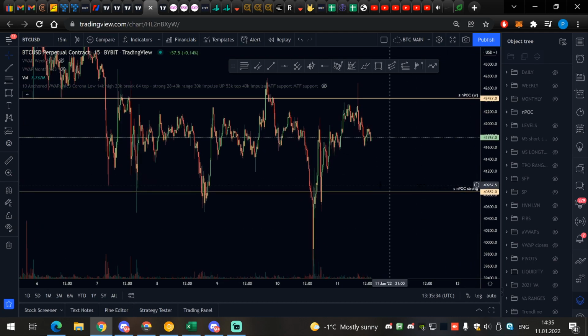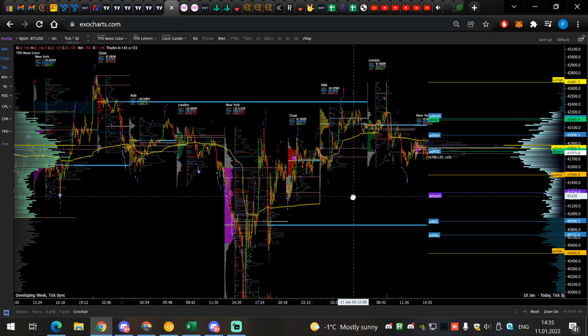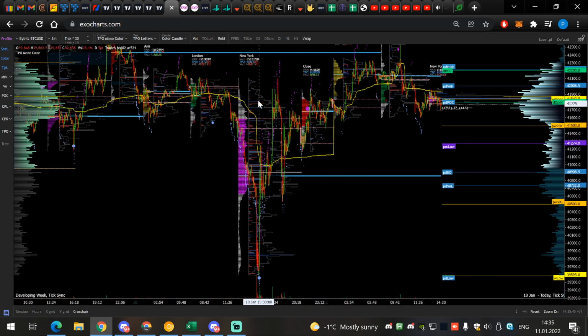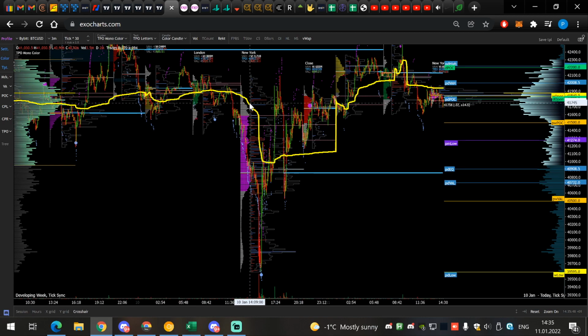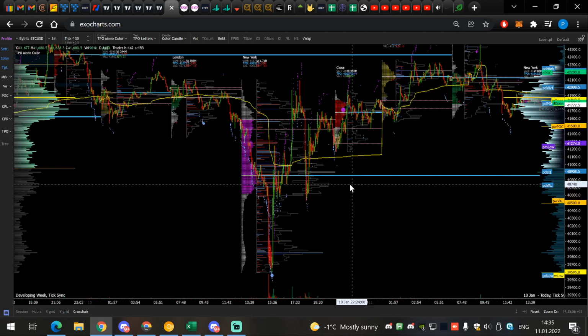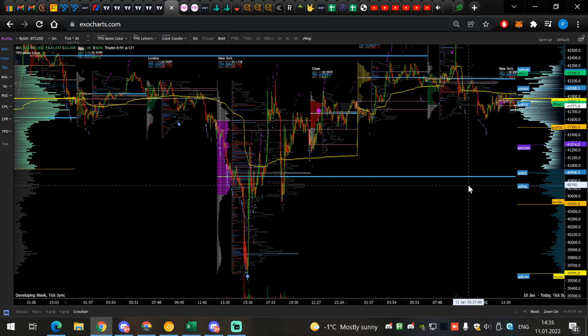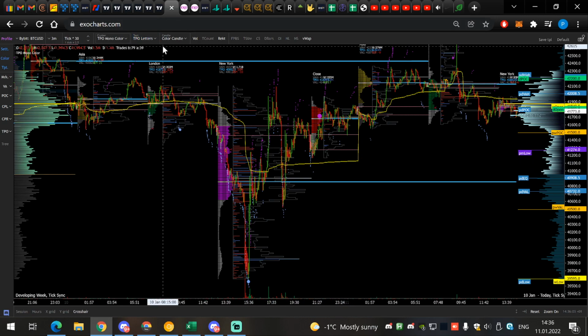Session naked POC. So we have the session naked POC here. Time to copy. It's a strong one. I marked it as a strong one because you can see why. New York did very good volume, 1.7 billion, and it's also a high volume node. It's not just this, but it's regional also. So we have naked liquidity there.